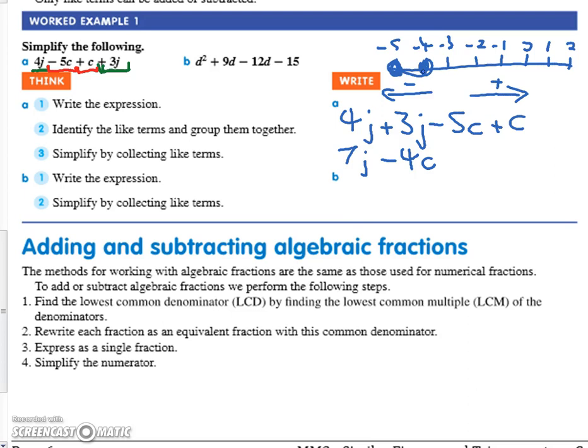All right. Next one. Can you guys please highlight or underline or circle and square and triangle or whatever you want to use to notify it? Do the like terms in the next one, in part B. You got d squared plus 9d minus 12d minus 15. Highlight the like terms. You got 15 seconds.